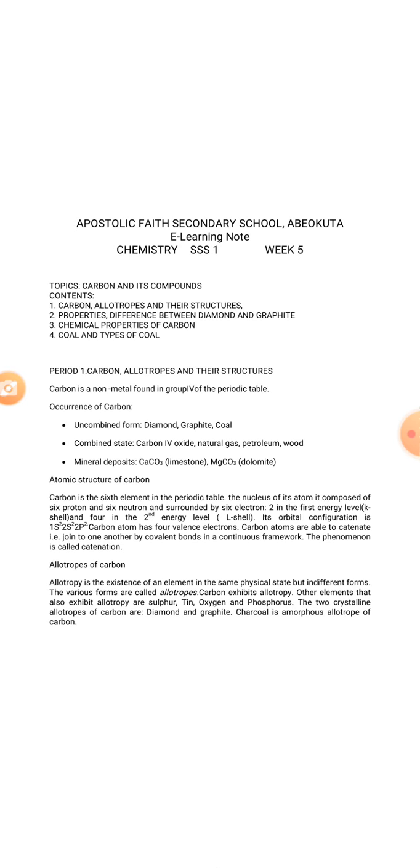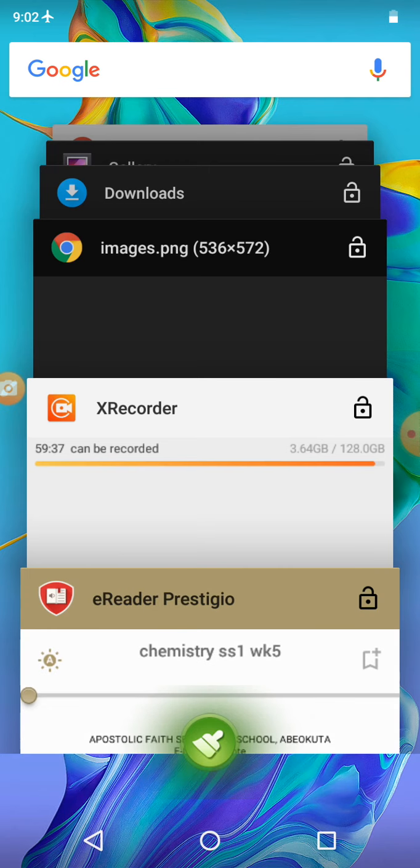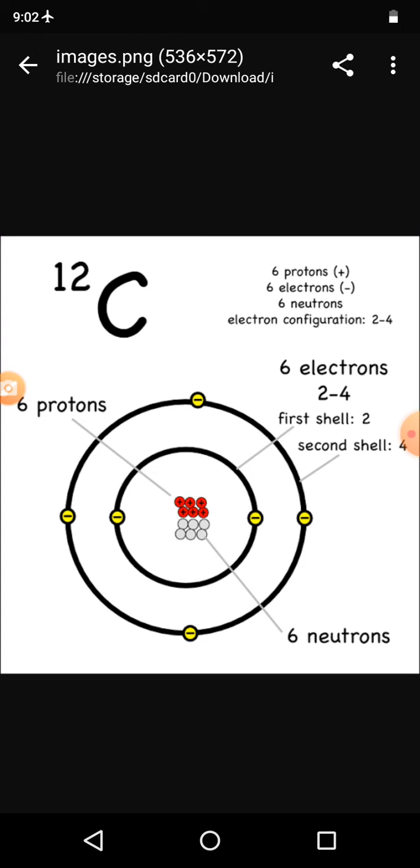Now, if you break that down to the electronic configuration of carbon, you will see that in the first shell, which is the K shell, there are 2 electrons. And in the second shell of carbon, you have 4 electrons. Let me quickly show you the diagram. Yes, this is the diagram.